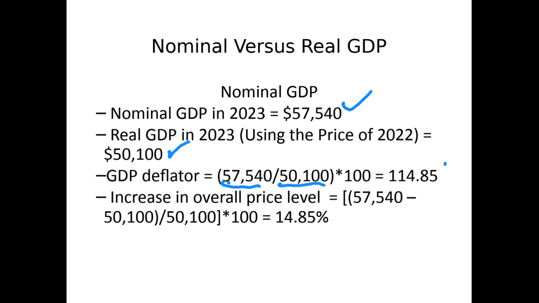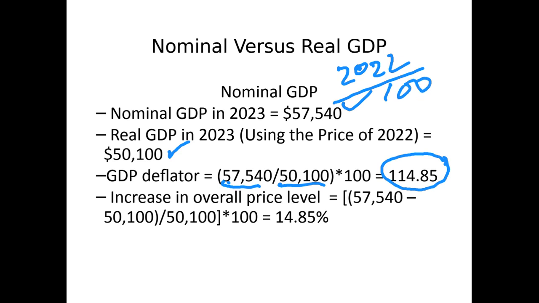What is the meaning of this 114.85? Actually, the base year is 2022. In the base year 2022, the index is always 100. So if you compare 100 with 114.85, you can easily see that there's an increase of 14.85%. So 14.85% is the increase in the general price level.